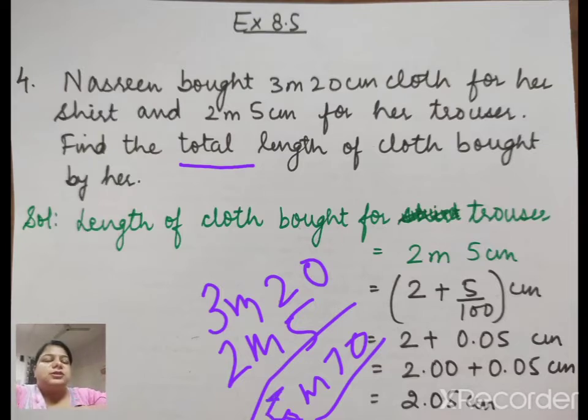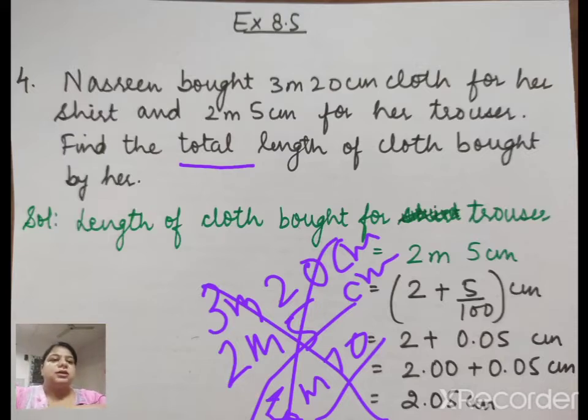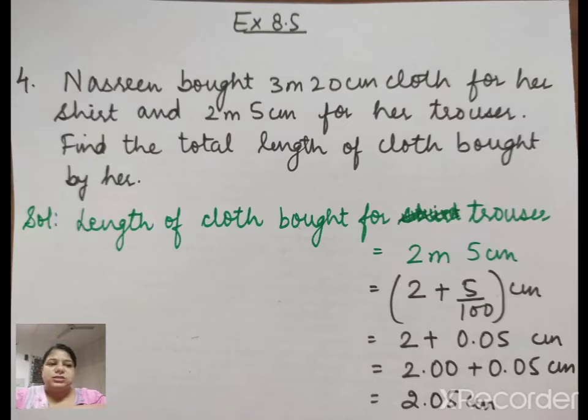Sorry, 5 meter, 70 meter. So in this way you are going to add it up, which is totally wrong. That's why this is the common mistake done by us. So that is why it is important to convert it into decimals, right?